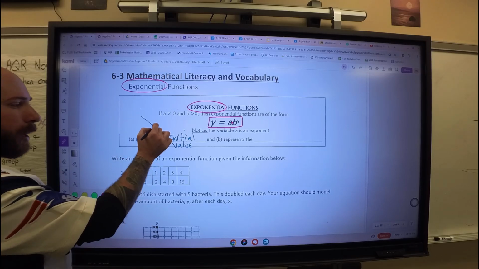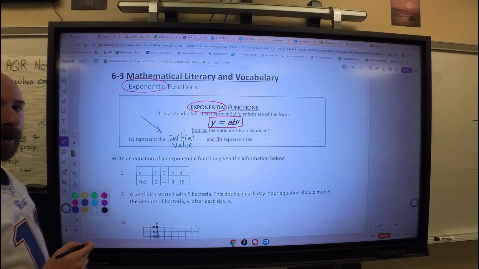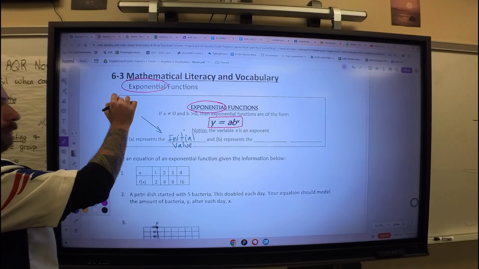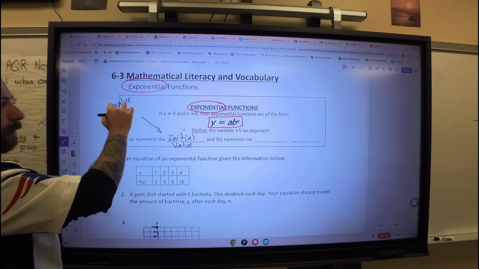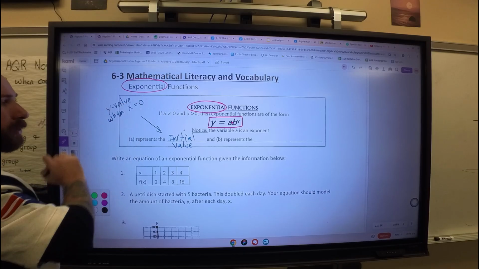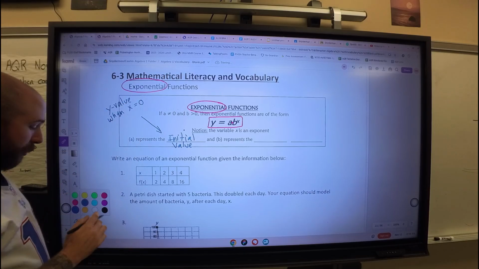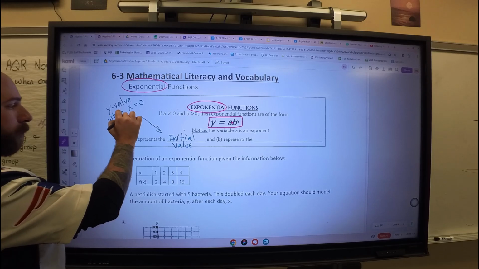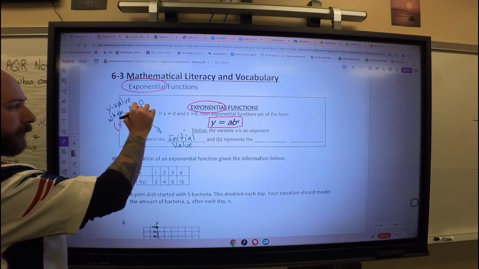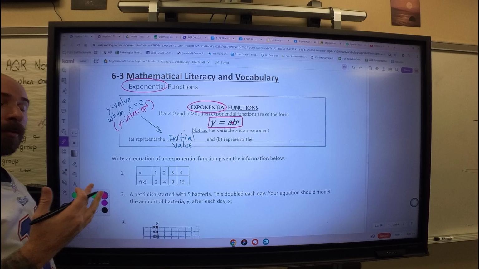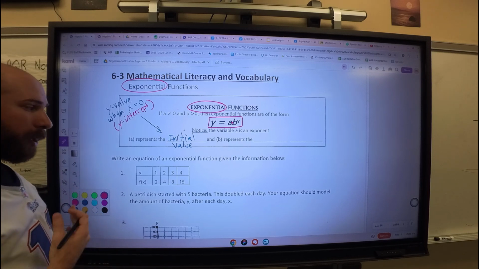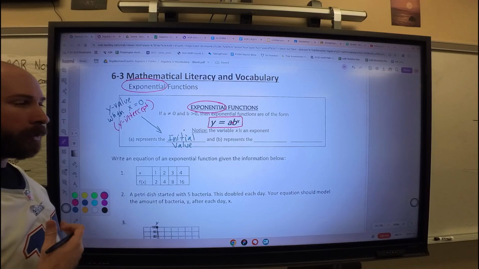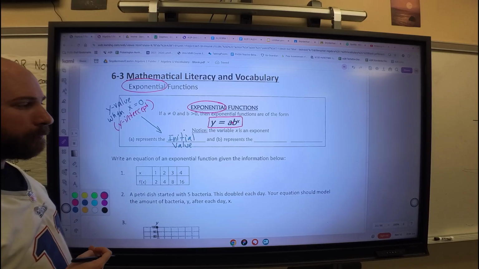Now, one of the things that we have to remember with this initial value is that it is the y value when x is equal to 0. And another word that we've used for that in the past is our y-intercept. So basically, we are looking for that y-intercept as that value of a. Right? So if we're given a graph, we want to find that y-intercept. That tells us what our a is.